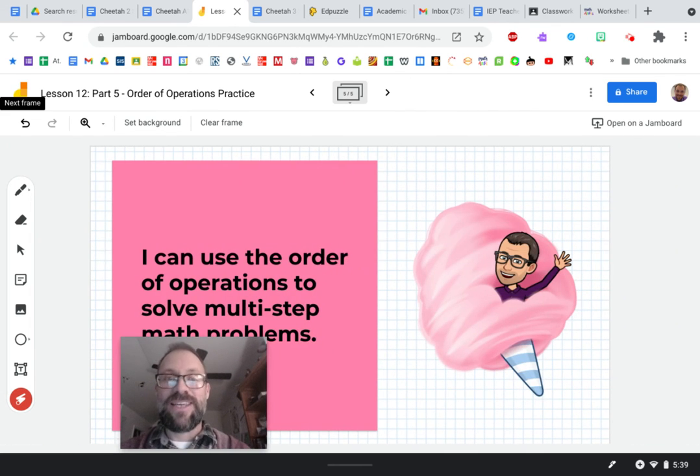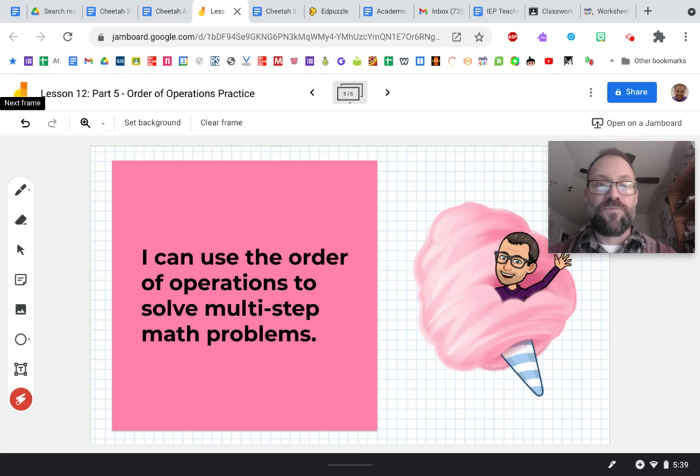All right. Today's learning target was that I can use the order of operations to solve multi-step math problems. Today's practice work is going to look a lot like the problems we just solved together. So work independently if you're feeling good and confident. If you have questions or just want to work along with me, please stick around in class. Let's do this together. I can't wait to work with you. All right, let's do it.